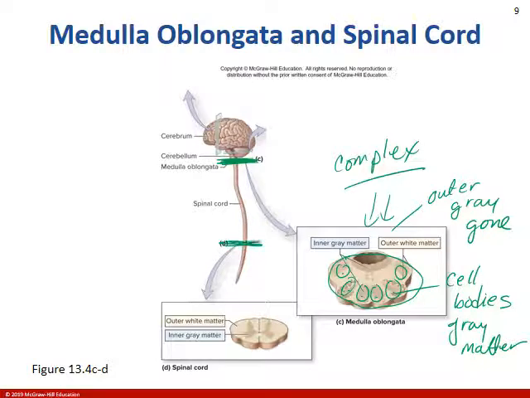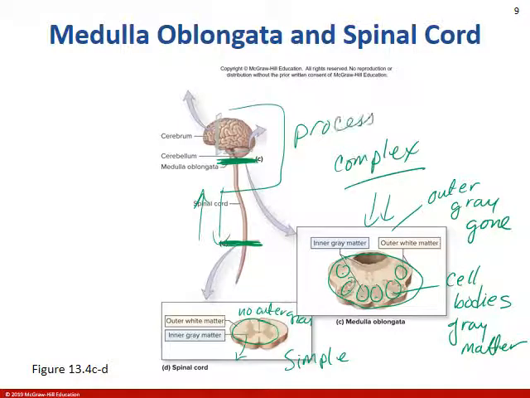As we move further down to this transverse cut here at the spinal cord, you can see that again there's no outer gray. We have lots of white matter, and then we have this butterfly inner gray matter structure. So this is a little bit more simple, right? This is conveying the messages to and from. This is kind of really complex processing of messages.